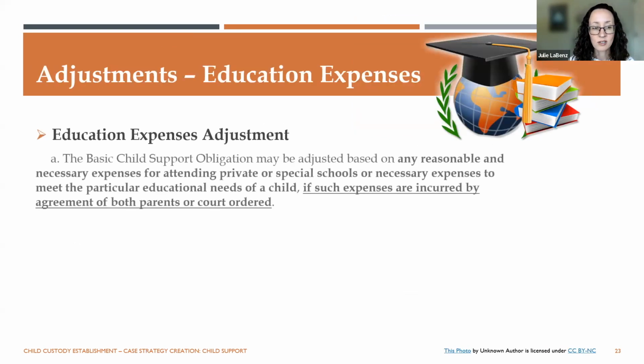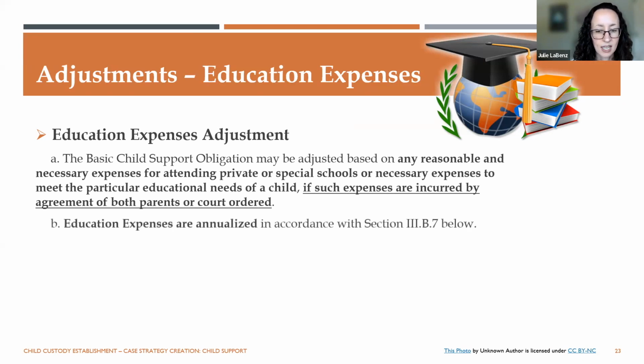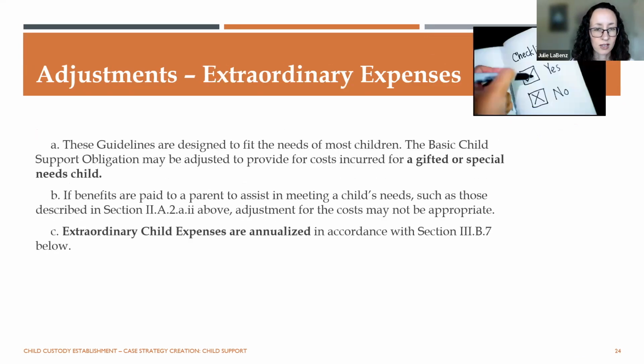How about education expenses? Any reasonable and necessary education expenses for attending private or special schools, or necessary expenses to meet the particular educational needs of a child, if such expenses are incurred by agreement of both parents or ordered by the court. So if one parent unilaterally wants to do private school and is going to pay for it, they can do that, but if they want to get credit in the calculator, both parents have to agree on the private school. And those education expenses, if they aren't incurred year-round, would be annualized.